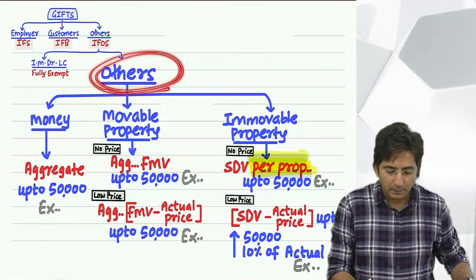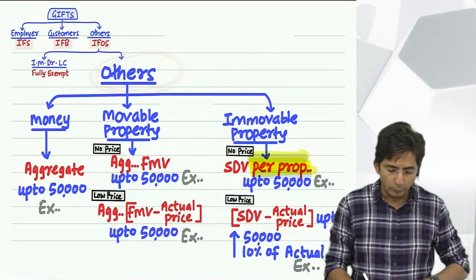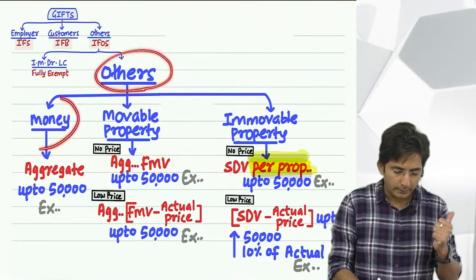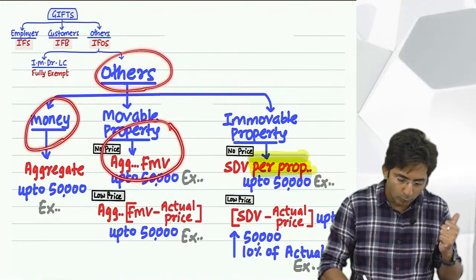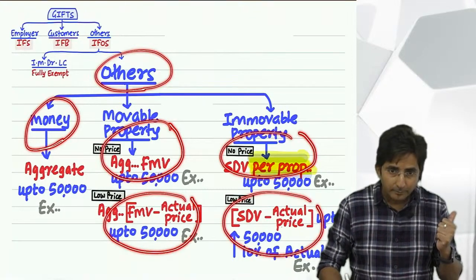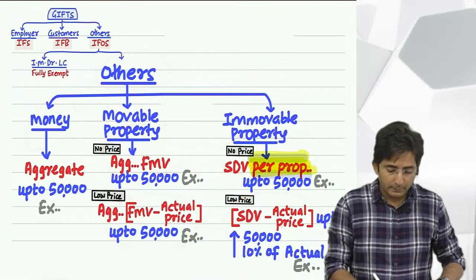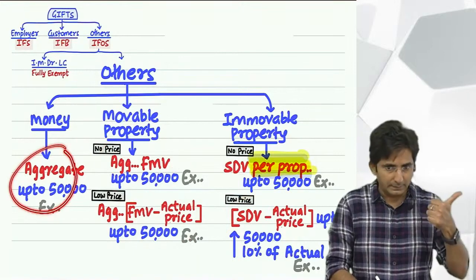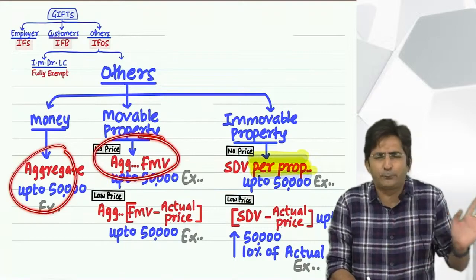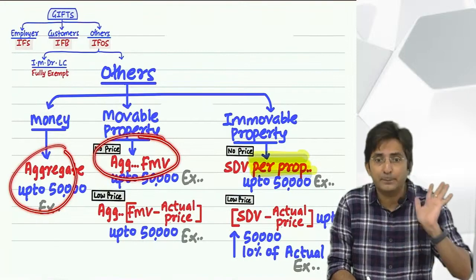And other gifts, other means what? Other than the exempt ones. So here you can make 5 categories. Means there are 5 things. How? Gift of money, one thing. Then gift of movable property for no price, completely free. That is second. See why I am keeping it separate, because aggregation is to be done separately.